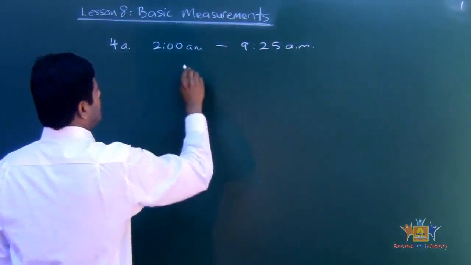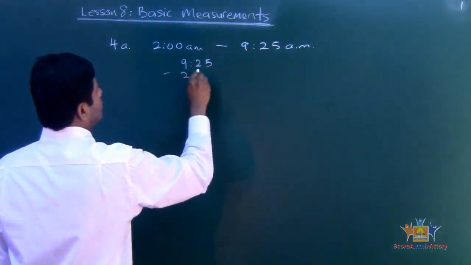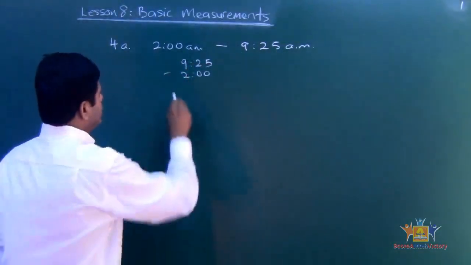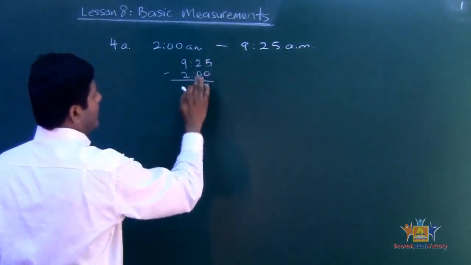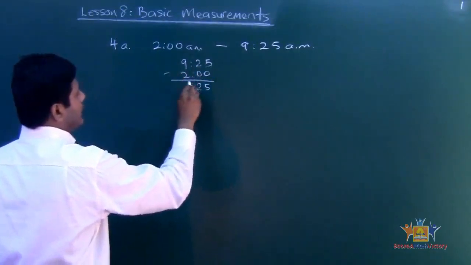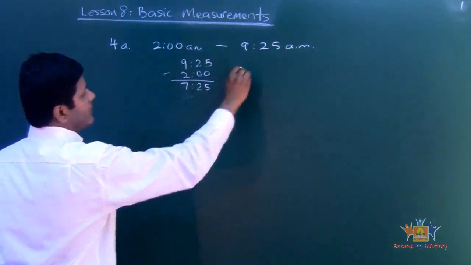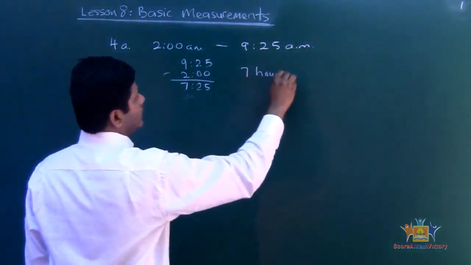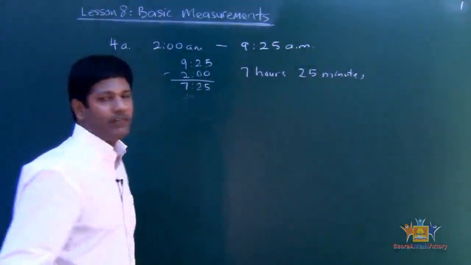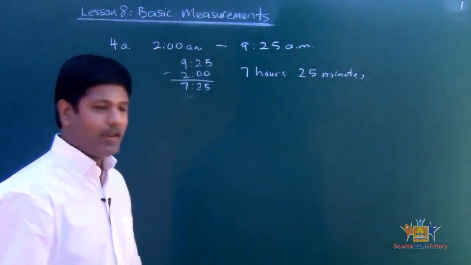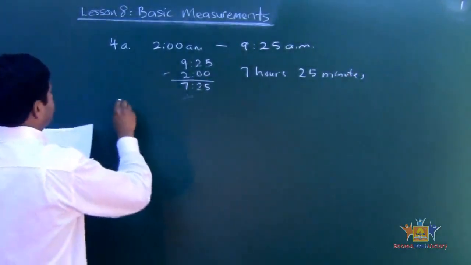So this is the big number. So I'm going to put 9:25. I'm going to subtract that with 200, alright? So that means 25 minus 0 is 5, 5 minus 0 is 5, 2 minus 0 is 2, and then 9 minus 2 is 7. So that gives me 7 hours, 25 minutes. See that? 7 hours, 25 minutes. Okay, good. Pretty straightforward, isn't it? Let's do problem B.